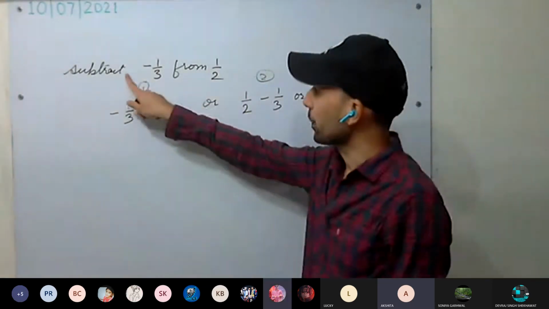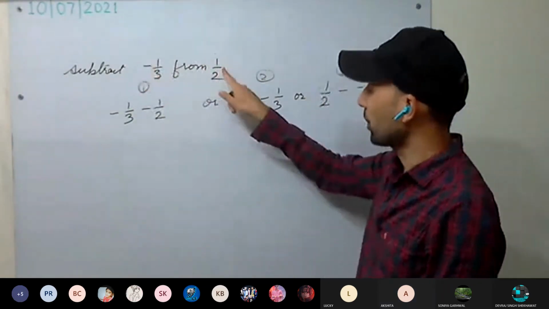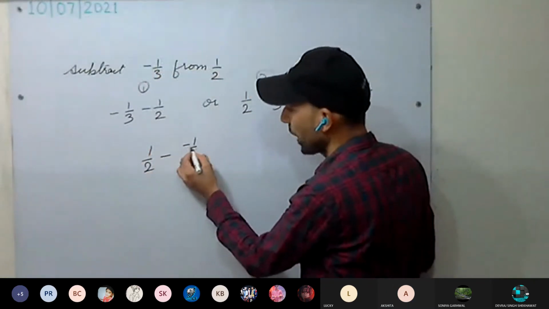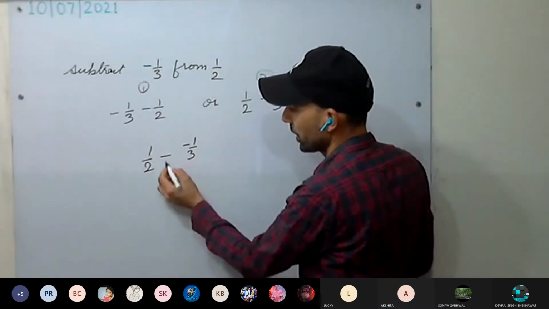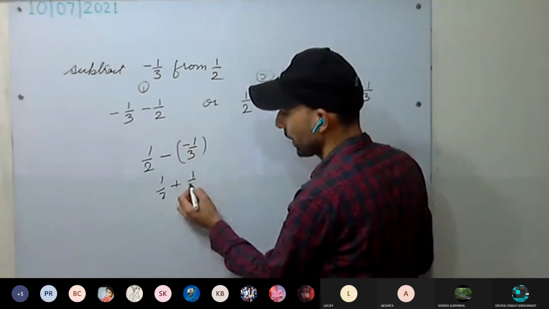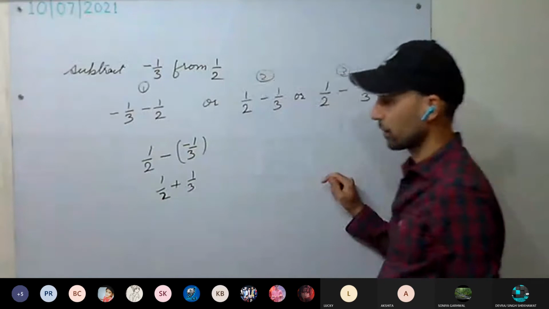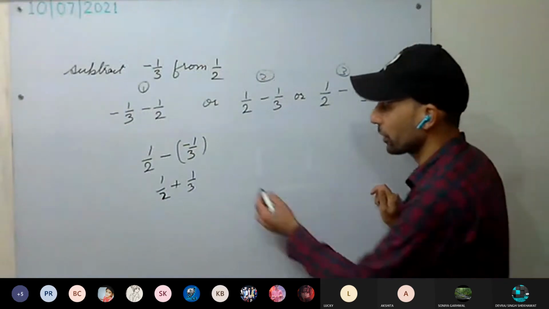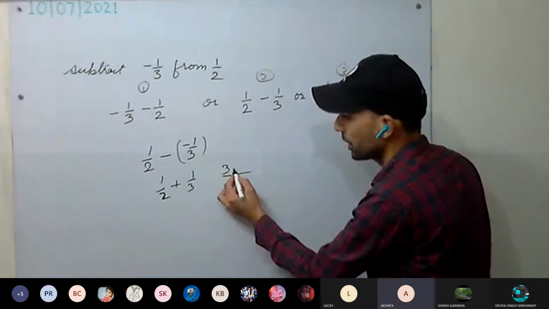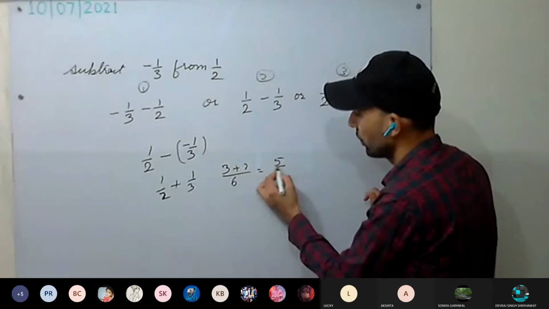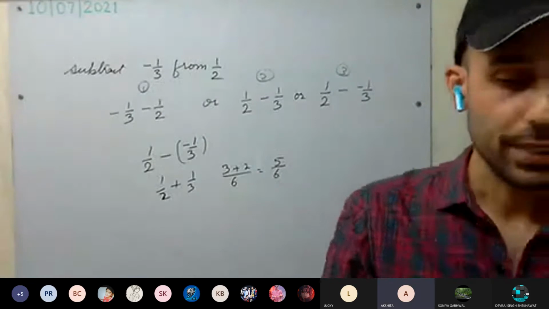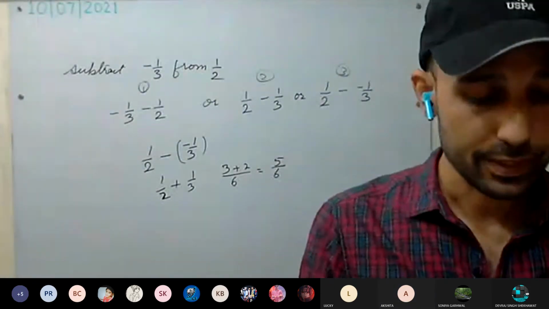See here, we are subtracting this from this. It means from half we are subtracting minus 1 by 3. So 1 by 2 minus minus will be plus 1 by 3. Understood? Okay. Take the LCM. What will be the LCM? 6. So 3 plus 2, 5 upon 6. Understood? These are very basics, but sometimes we make mistakes here.